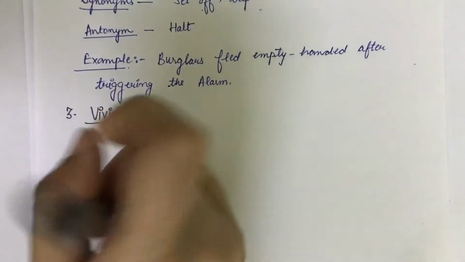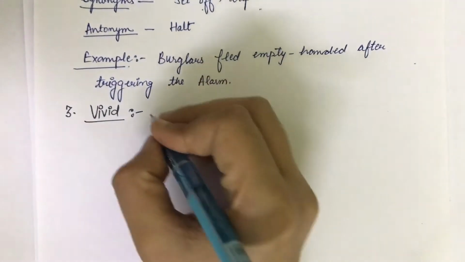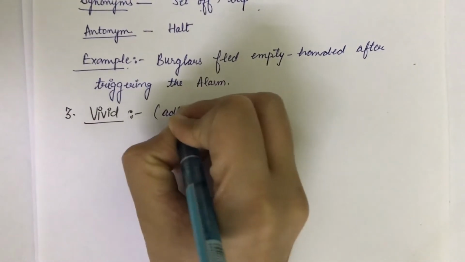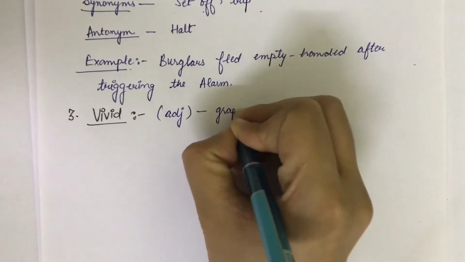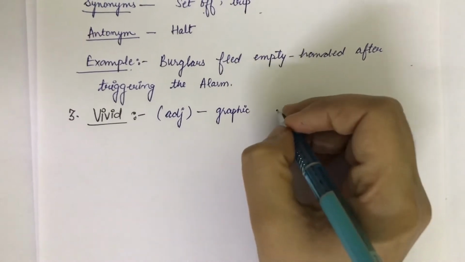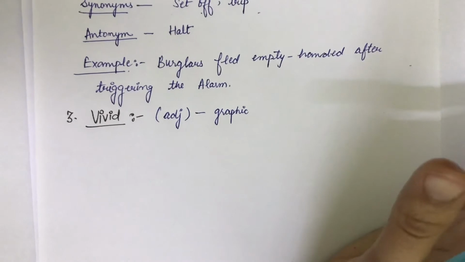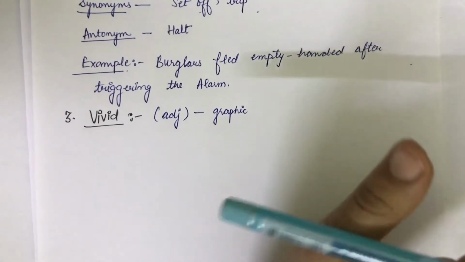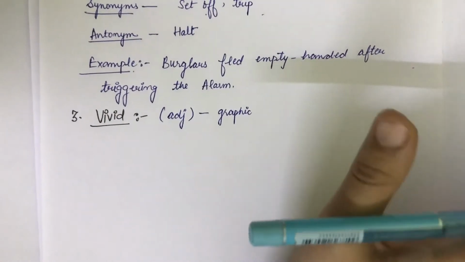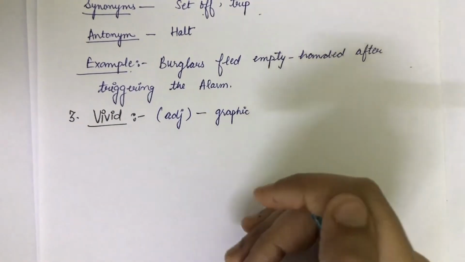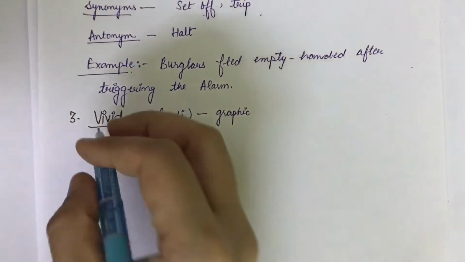Okay, so what is vivid? This is basically an adjective. Okay, and this means graphic, or in other words I can say something that is produced in a strong manner, or we are having something in a strong manner, that is called vivid. Okay, so I will tell you with the sentence how you can exactly use this, but before that I am going to tell you the synonyms.